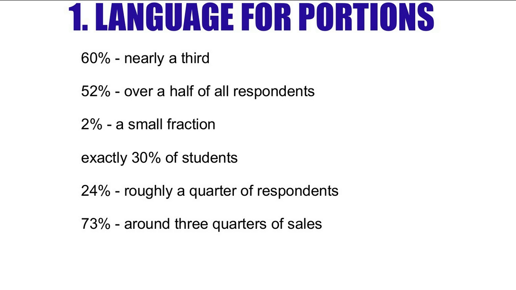Okay, if it's around a quarter, 24%, for example, 26, you can say roughly a quarter of respondents. And if it's around 3/4, 75%, 74, 76, whatever, you can say around 3/4 of sales were from Nigeria or wherever.